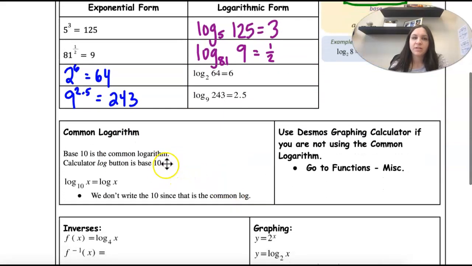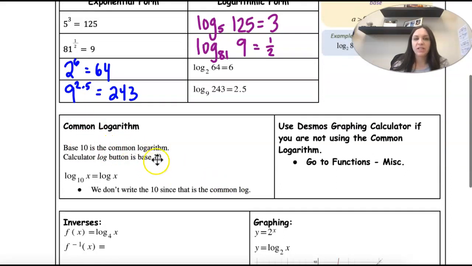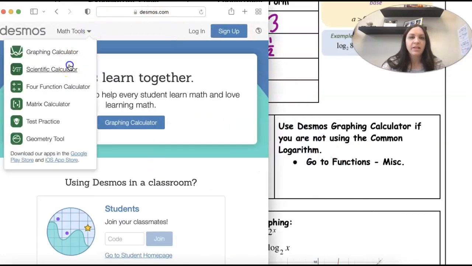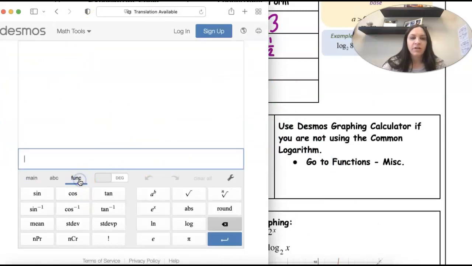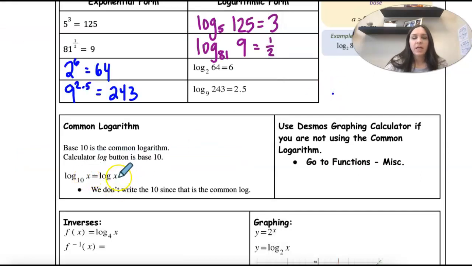So just a couple things about logs. The common logarithm is base 10. So in your calculator, if you're in scientific, you can go to functions. There's log. So that means log base 10. It's called the common log. Okay, so we're never going to write log base 10. It'll just be log. But say you have a log that has a different base, like these ones that we just did. You're going to have to use the graphing calculator if you want to find those.